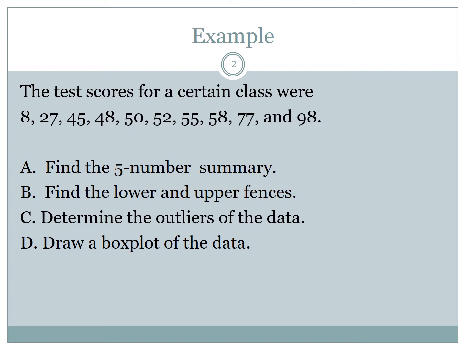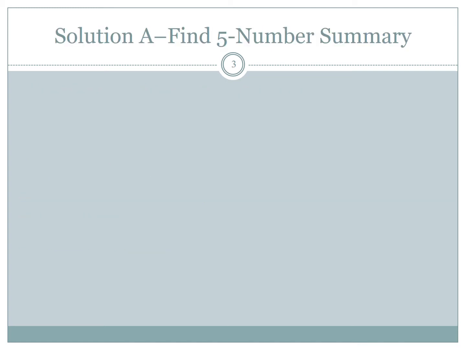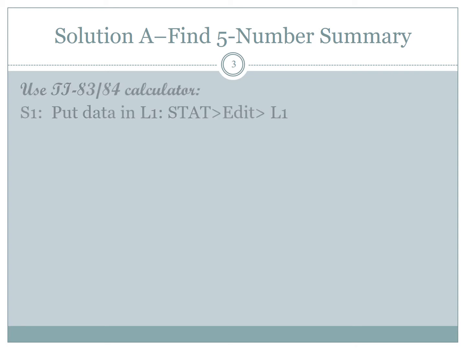So we're going to use a calculator. So let's begin. Let's look at how we find number A. Solution to number A. We're going to use a TI 83 or 84 calculator, and we'll put the data into our calculator. Let me get my calculator. So I have my calculator now, and those numbers that I asked you to write down, remember the 8 all the way up to 98.